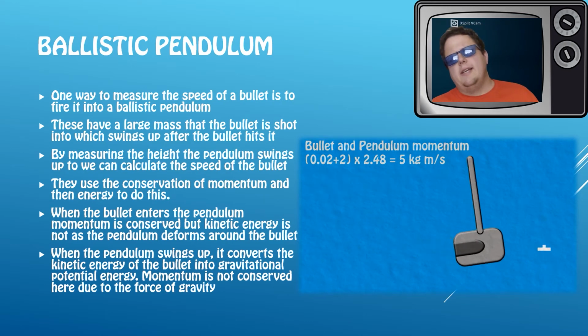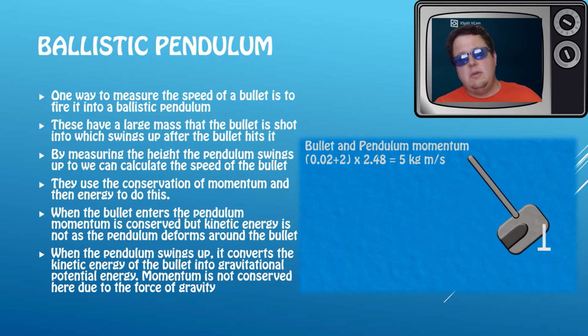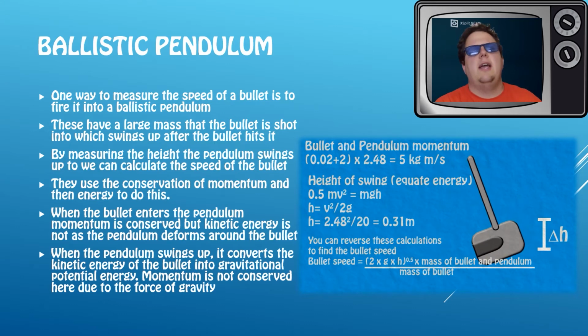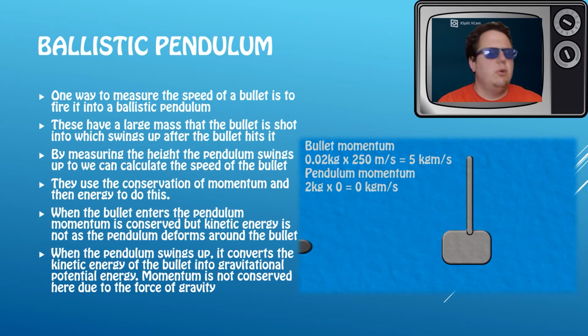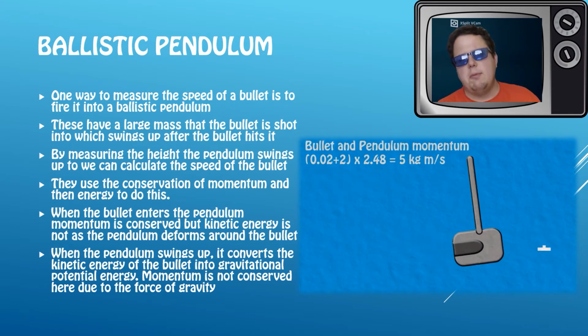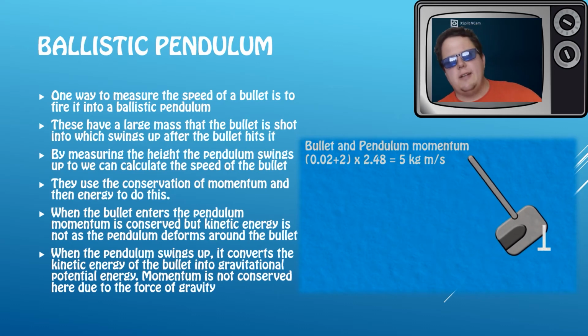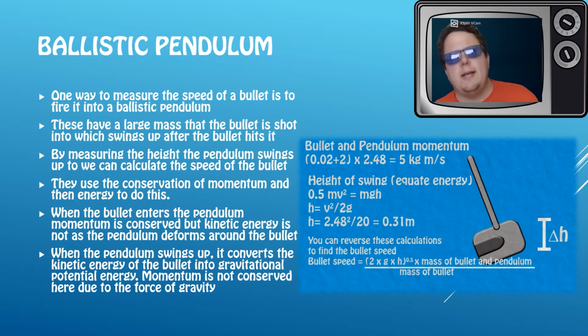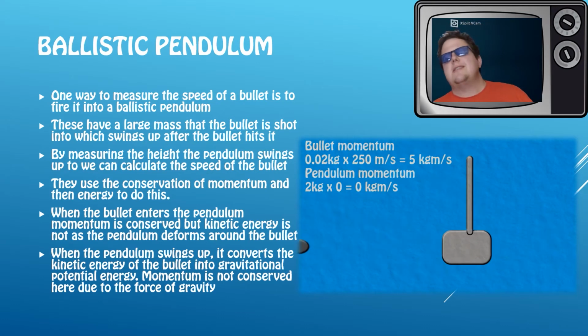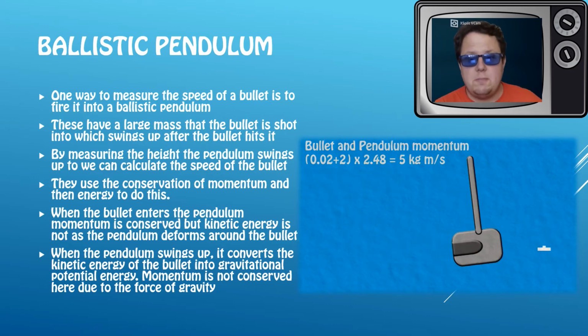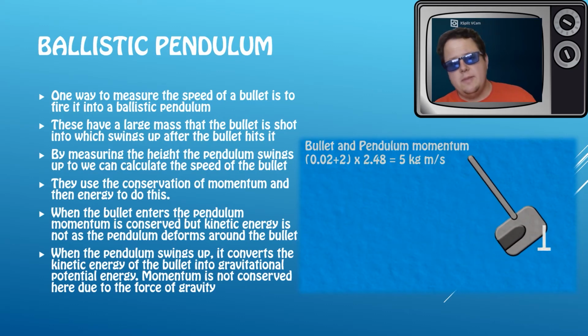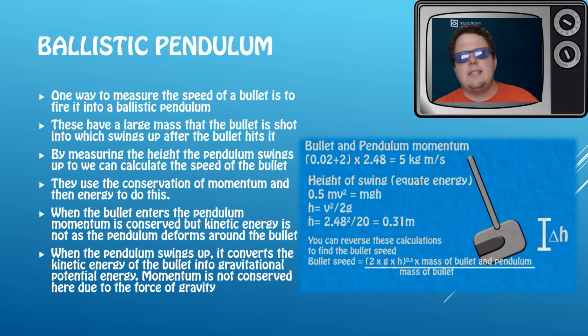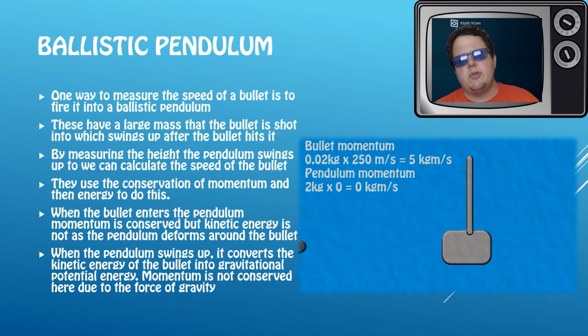Okay, now on to a sort of prime example of using momentum and using XOVAT and using energy changes: the ballistic pendulum. I've included this as a specific example because it's been on a past paper. The ballistic pendulum is basically a way of measuring the speed of a bullet.